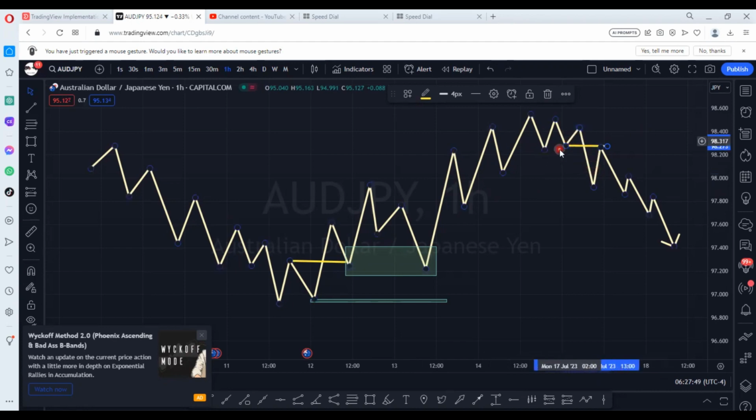Now, what do you see here? We see this move did not take out the previous high. See where it got to, then it broke and took out the previous low. It did not take out the previous high, but took out the previous low. So that's a change of direction. So this is the area you take your profit.